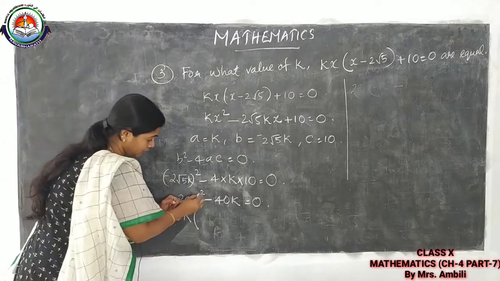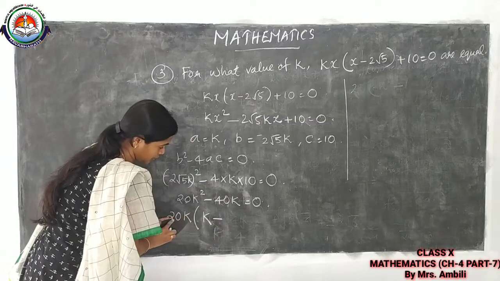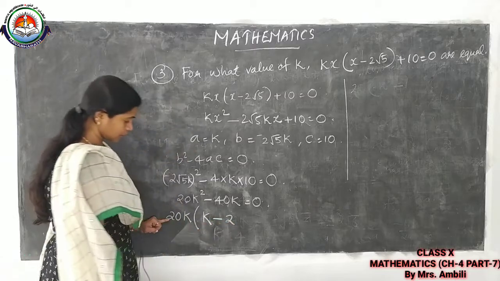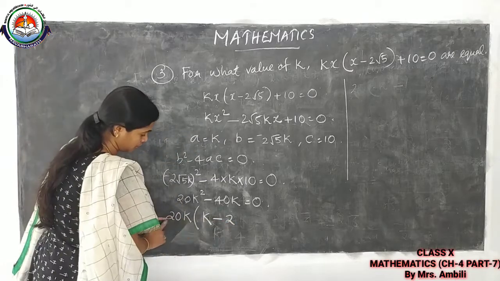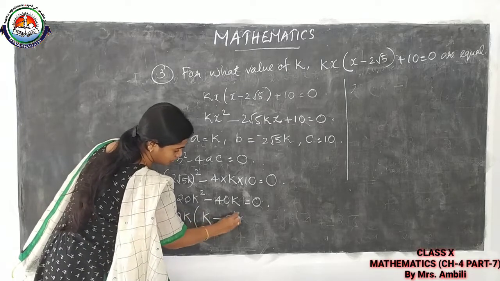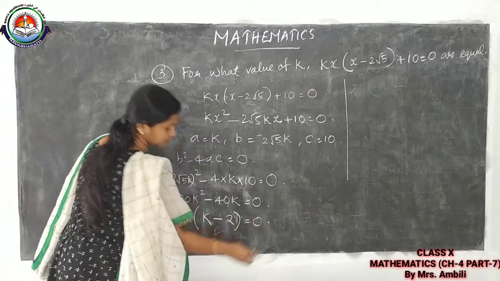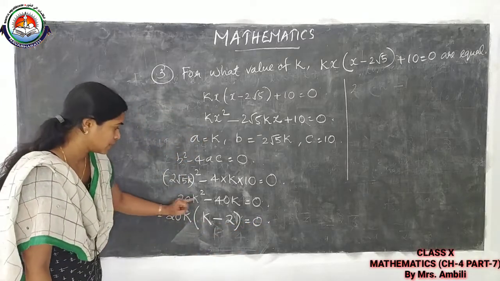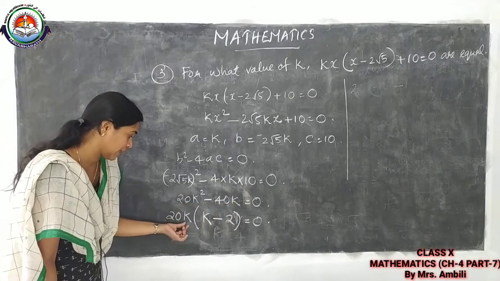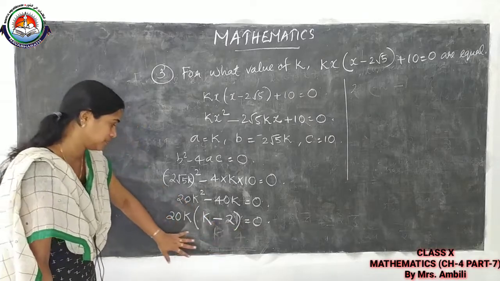So 20k we are taking, so what is remaining in the first term? k only. Minus, what is remaining in the second? 2 is remaining, because 2 into 20 is 40. So 20k into k minus 2 equal to 0.